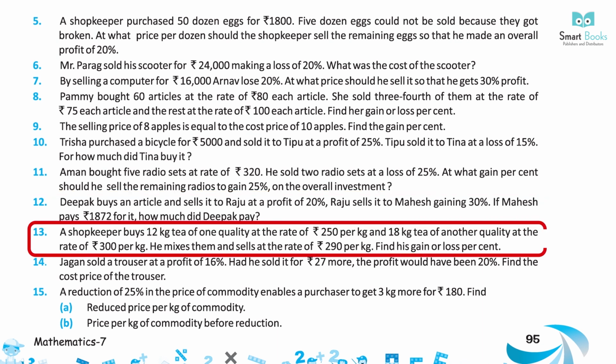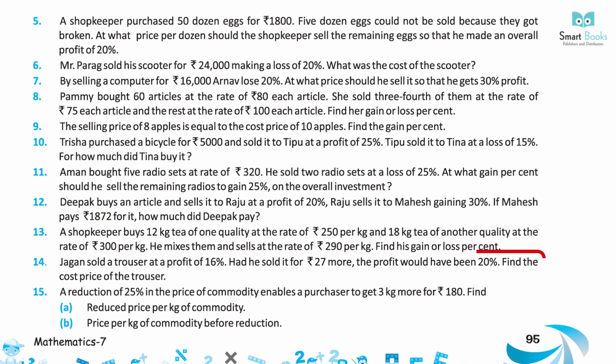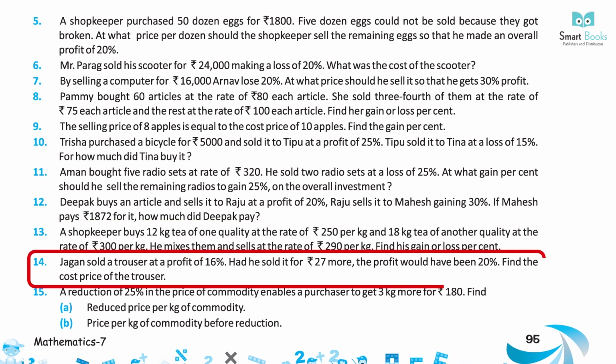Question 13. A shopkeeper buys 12 kg tea of one quality at the rate of rupees 250 per kg and 18 kg tea of another quality at the rate of rupees 300 per kg. He mixes them and sells at the rate of rupees 290 per kg. Find his gain or loss percent. Solution: 3.57%.